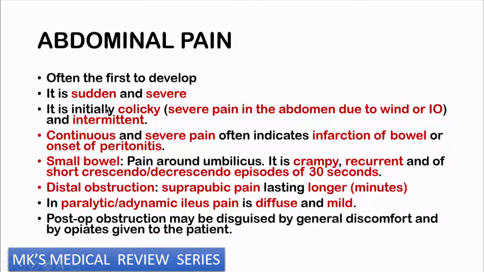But if you get someone having constant, continuous, severe pain, this may actually point towards 2 things. It may point you towards infarction of the bowel. It means that the blood supply has been affected, or it may be pointing you towards the onset of peritonitis. Then if it's a small bowel obstruction, the pain is often felt in the umbilical area. So it's periumbilical pain, and it's often going to be crampy, it's going to be recurrent, and it's going to be having these short episodes where it increases and decreases in severity. So you call that short crescendo decrescendo episodes of about 30 seconds.